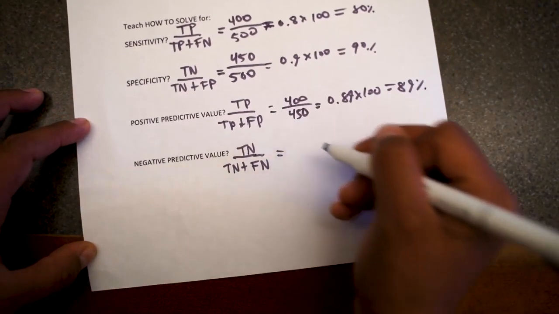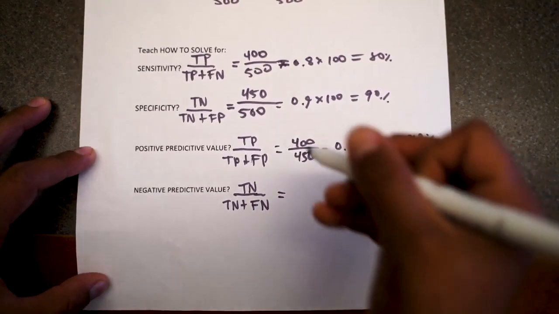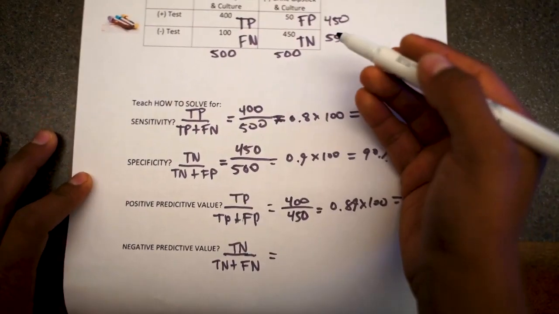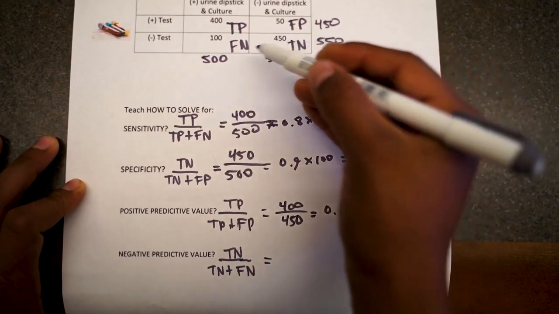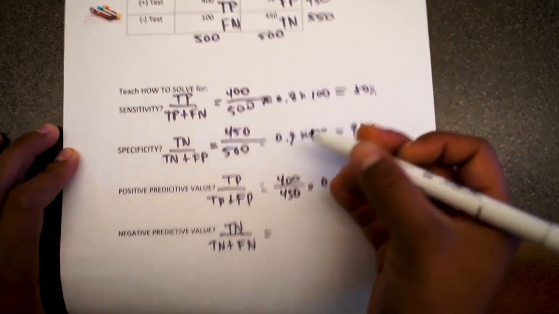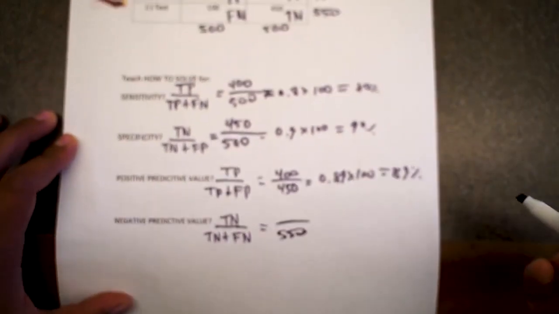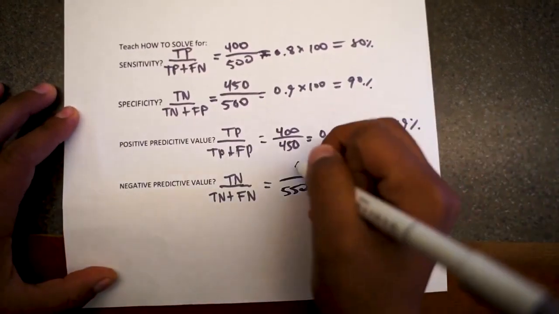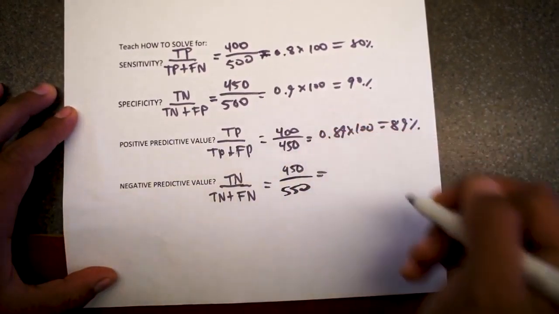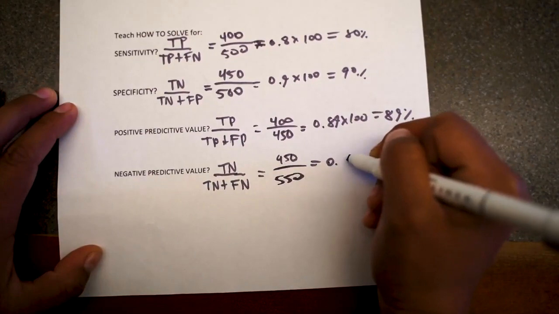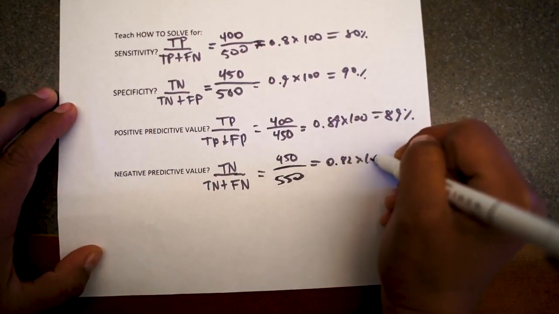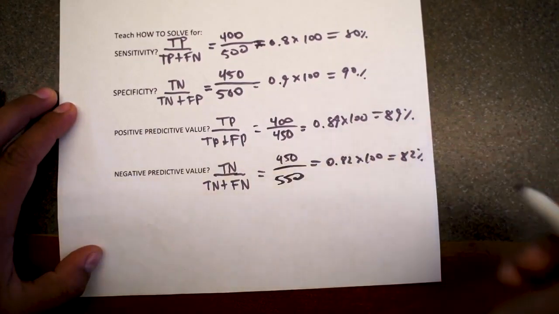And finally, we move on to our negative predictive value. To solve for that, like I said before, we look at our chart. We already added these numbers up. False negative plus true negative, that's 550. That goes at the bottom. And true negative is 450, according to our chart. And when we solve for that, we get 0.82 times 100 equals 82%.